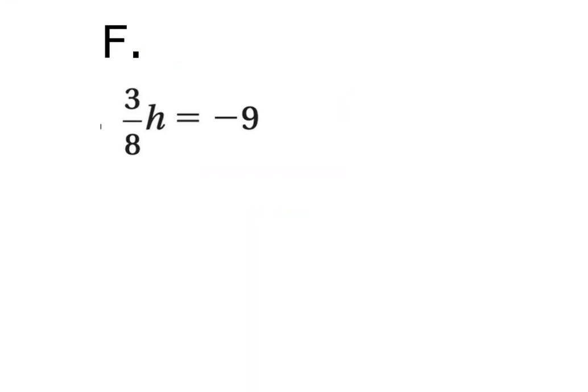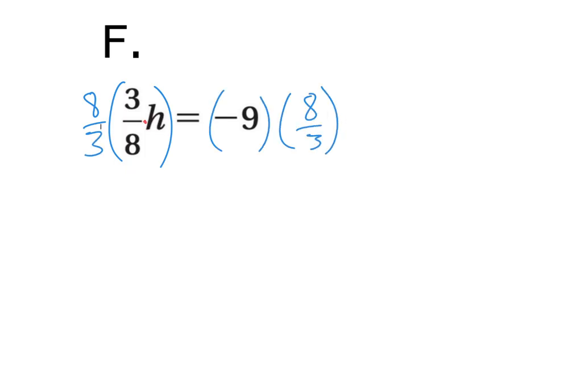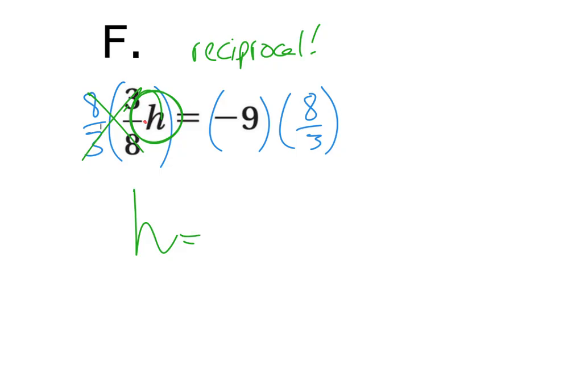Right here, we are multiplying h by 3/8. If you would like to divide by 3/8, be my guest. You are fully welcome to, but I would like to multiply by 8/3 on both sides. Where'd I get 8/3 from? It's the reciprocal. So the 8s and the 3s cancel, leaving me with h. And on the right side, I get negative 72/3. That's one way you could do it.